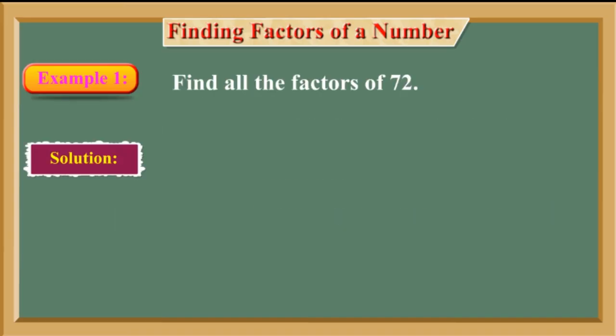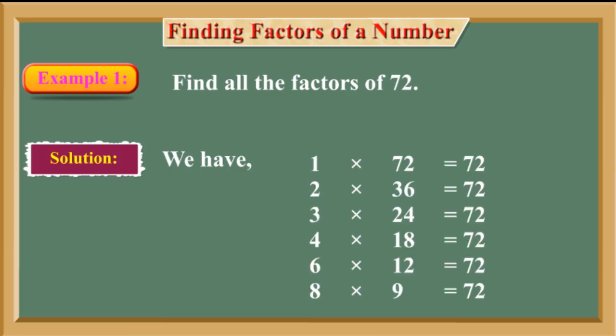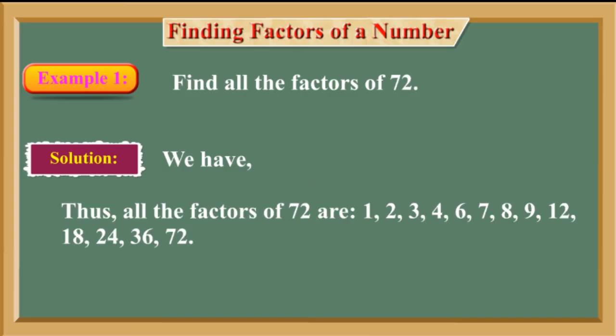Example 1. Find all the factors of 72. We have 1 multiplied by 72 is 72, 2 multiplied by 36 is 72, 3 multiplied by 24 is 72, 4 multiplied by 18 is 72, 6 multiplied by 12 is 72, and 8 multiplied by 9 is also 72. Thus, all the factors of 72 are 1, 2, 3, 4, 6, 8, 9, 12, 18, 24, 36 and 72.